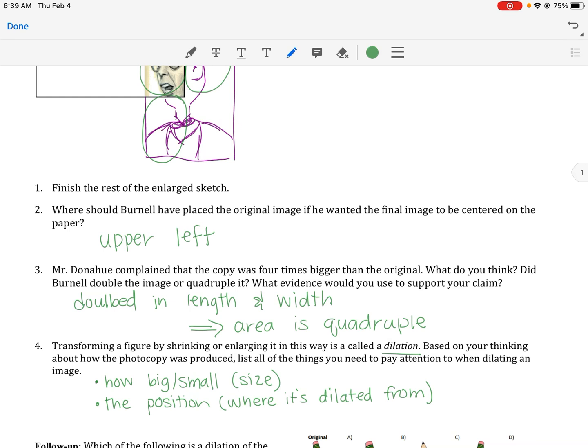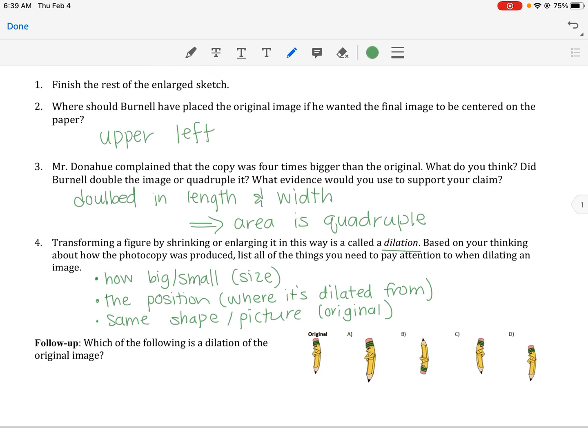Maybe you want to make sure that it's the same shape or picture as before. So you want to pay attention to what the original is too, etc. If you've got any other ideas, feel free to jot them down there.